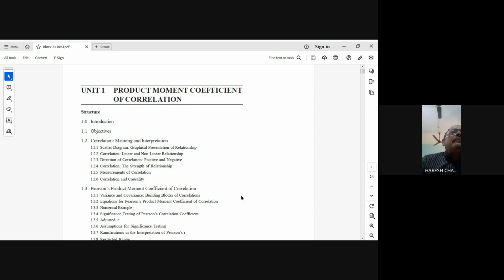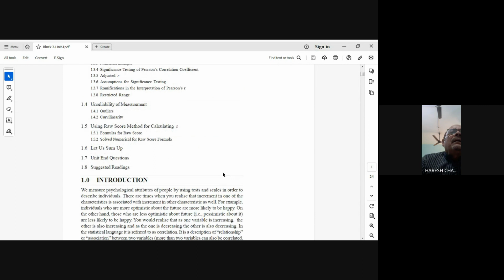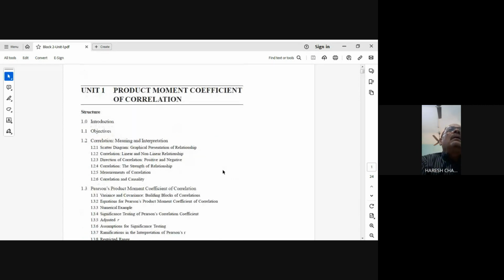Now, Block 2, Unit 1 is the product moment coefficient of correlation. Correlation, as you say, is a significant and important statistical procedure required for data analysis, particularly when we are interested to know about the extent of relationship among variables.